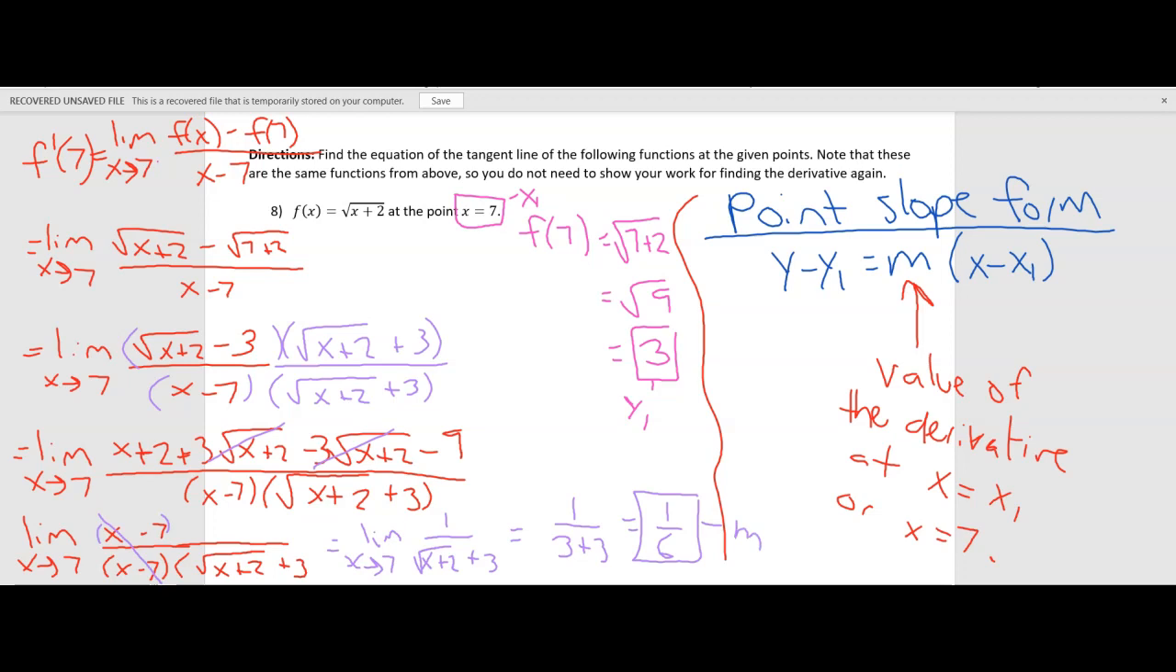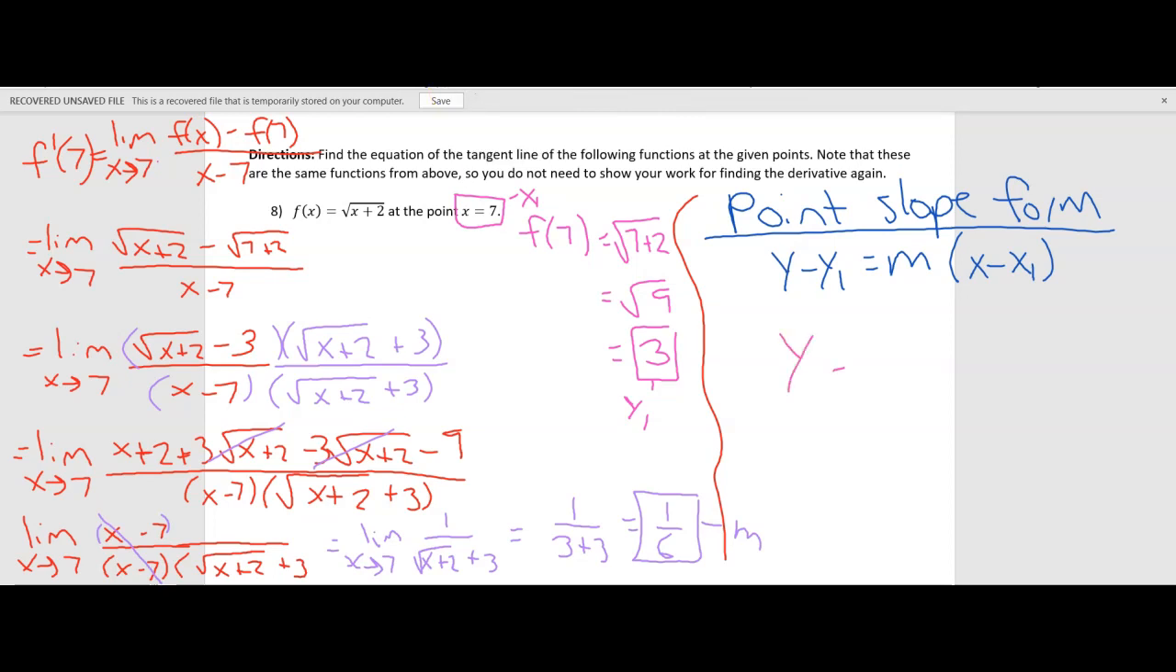So now we have all three pieces of our equation of the tangent line. So we can now write our equation. So I get y minus y1, which is 3, is equal to 1/6 times the quantity x minus 7. You do not have to put this in slope-intercept form unless it specifically says to. You can leave it in point-slope form, and no points will be deducted.